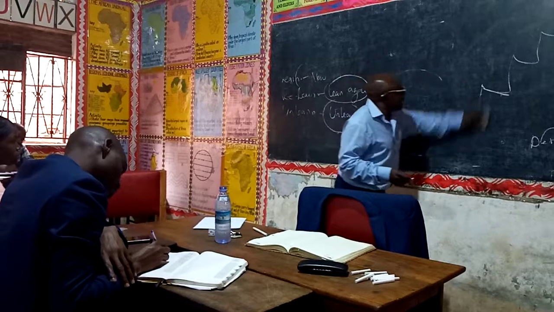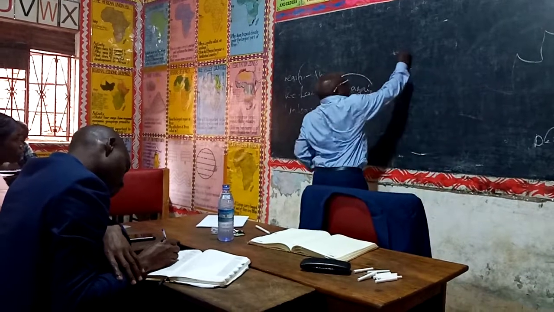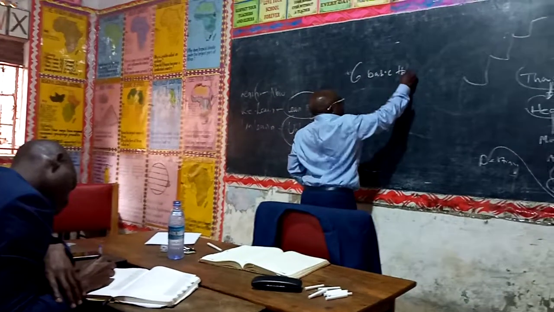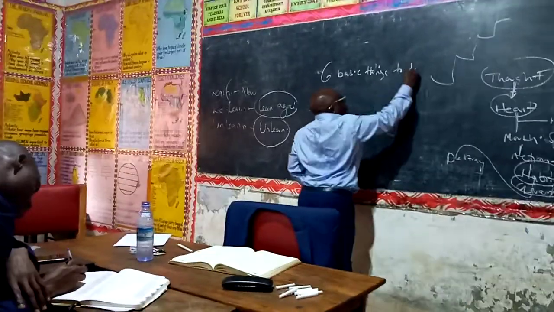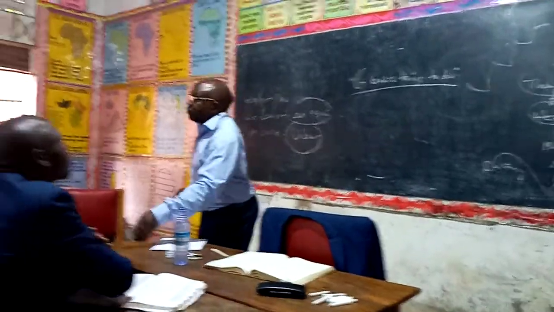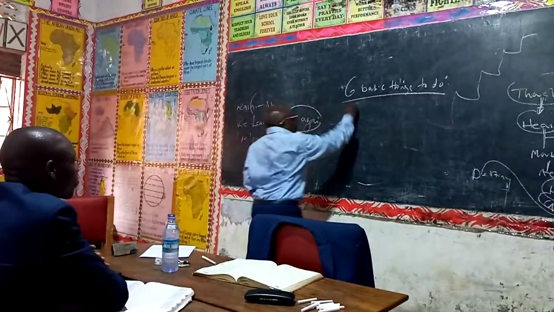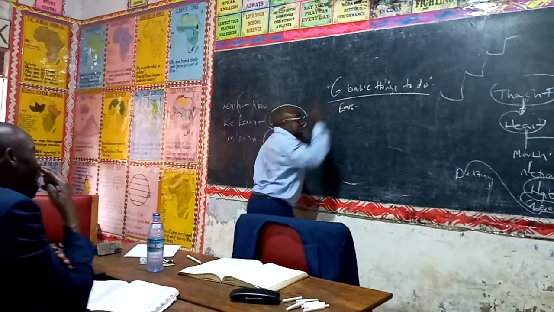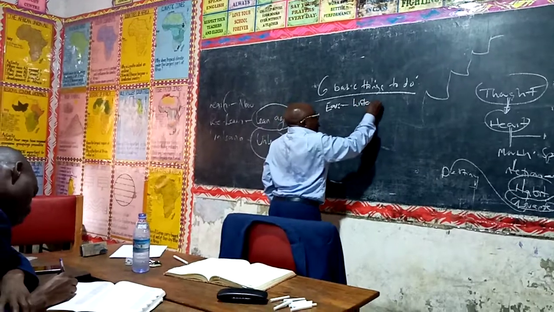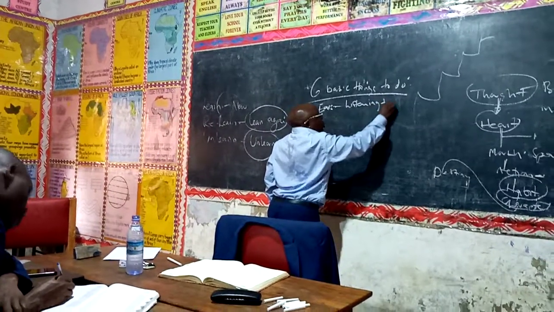The science of learning involves six basic things to do. The first one is for the child to use his or her ears, isn't it? By doing what? Listening to you.